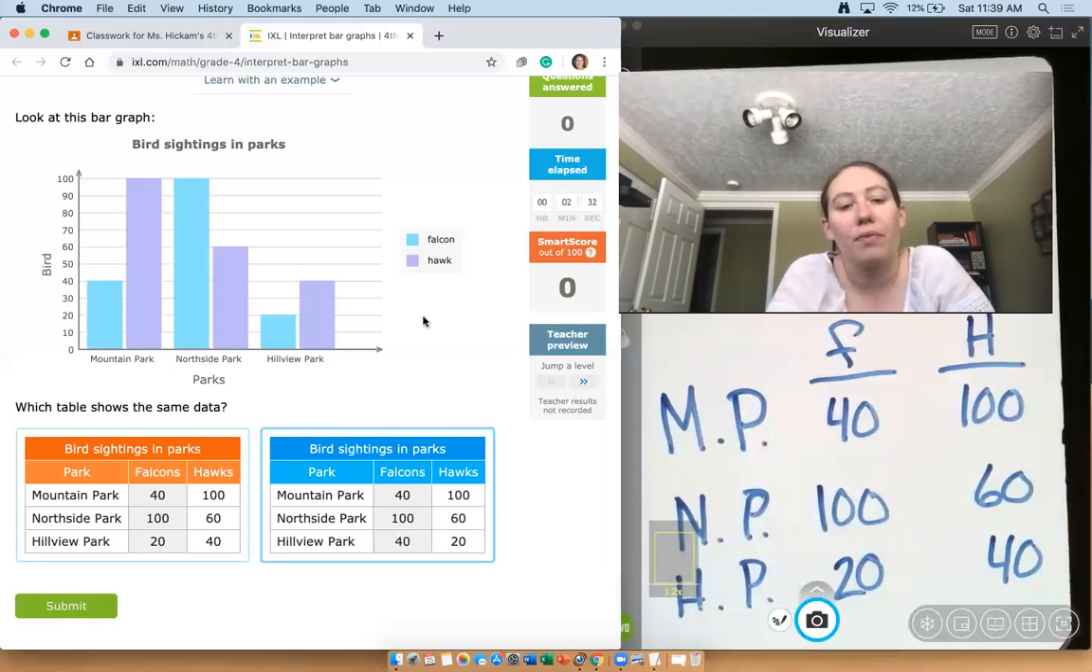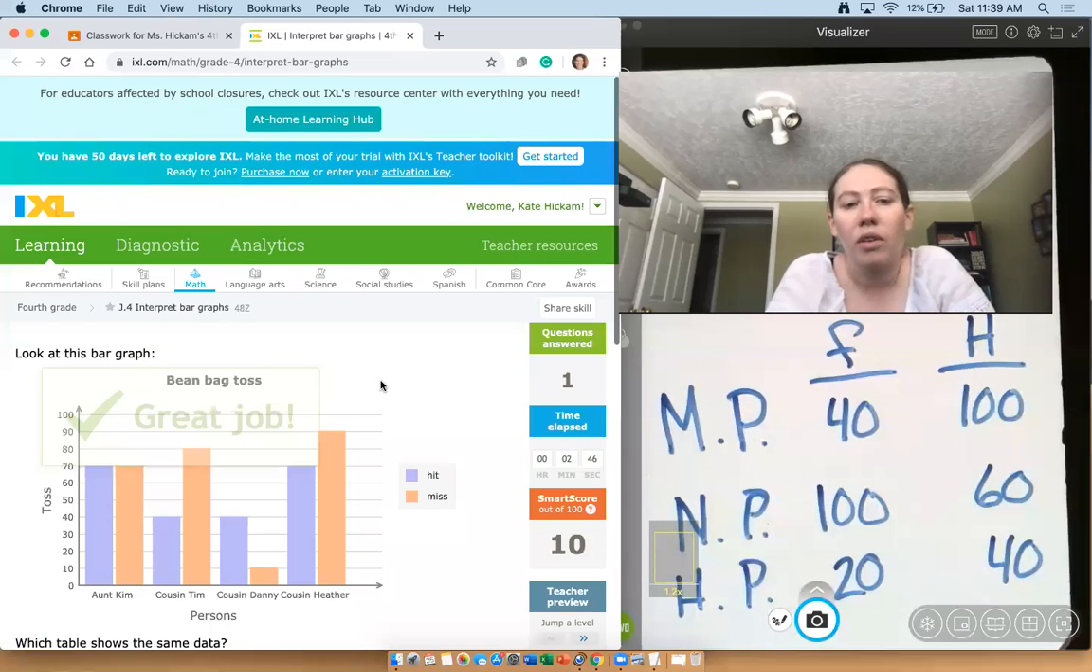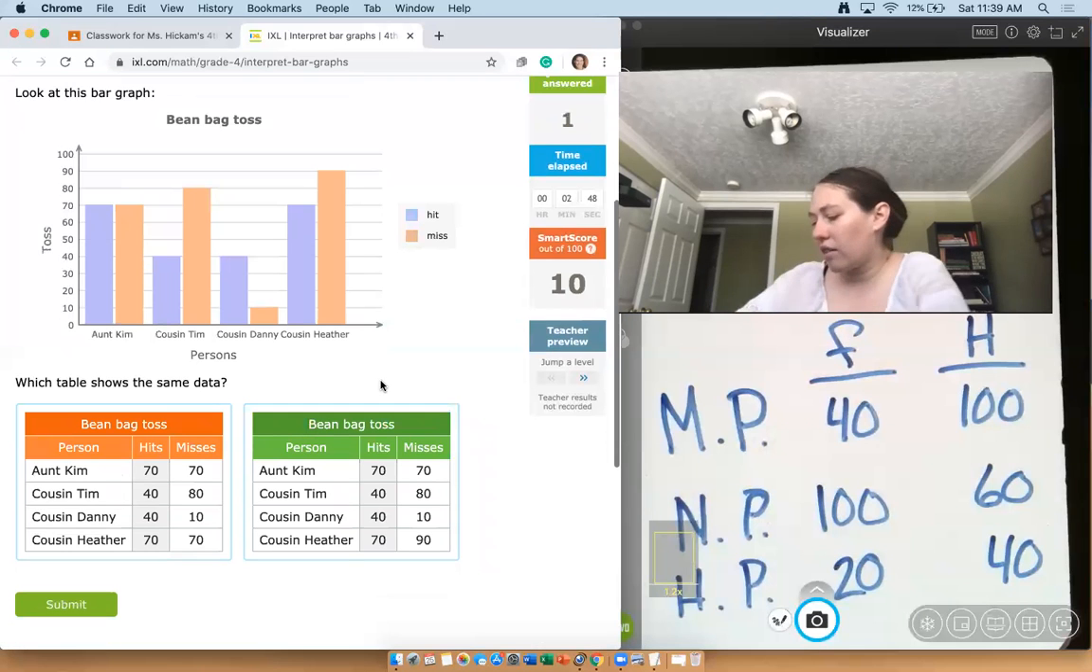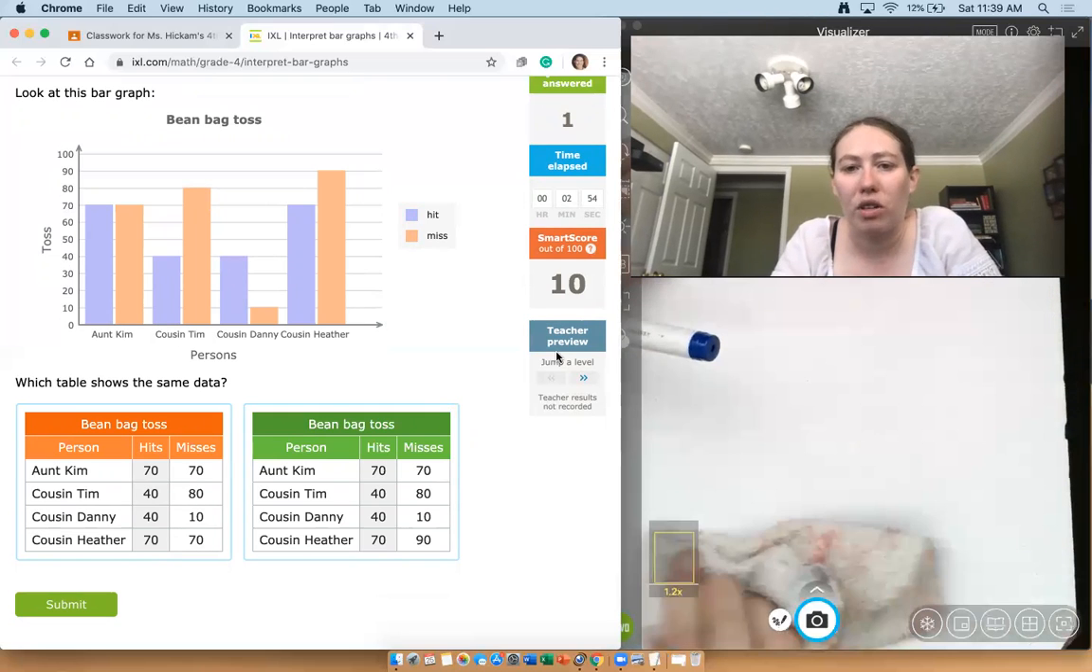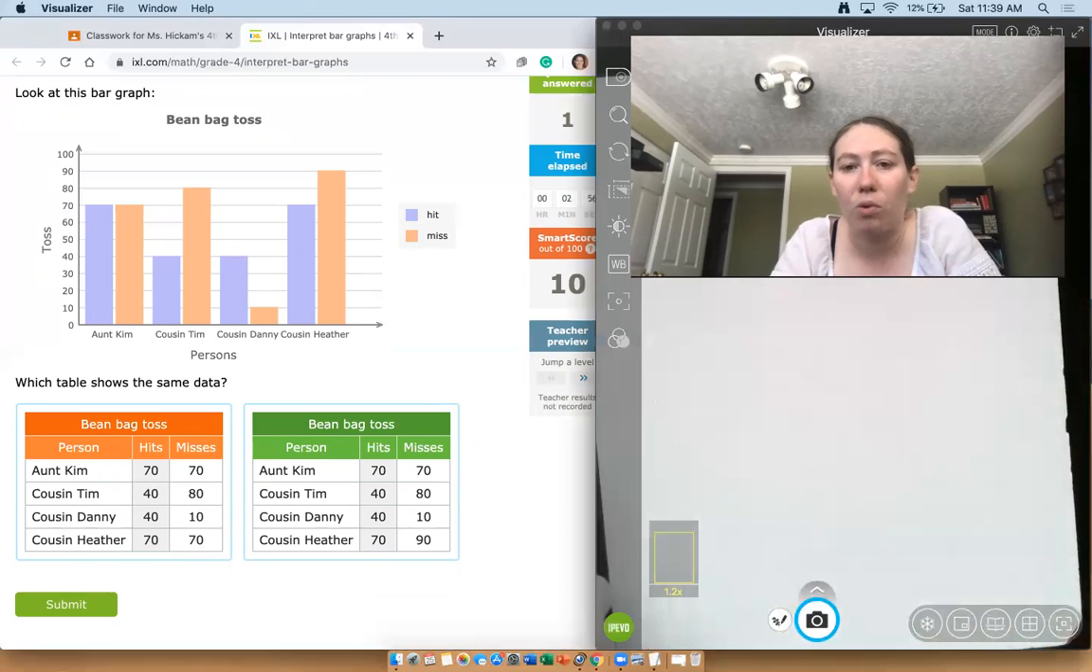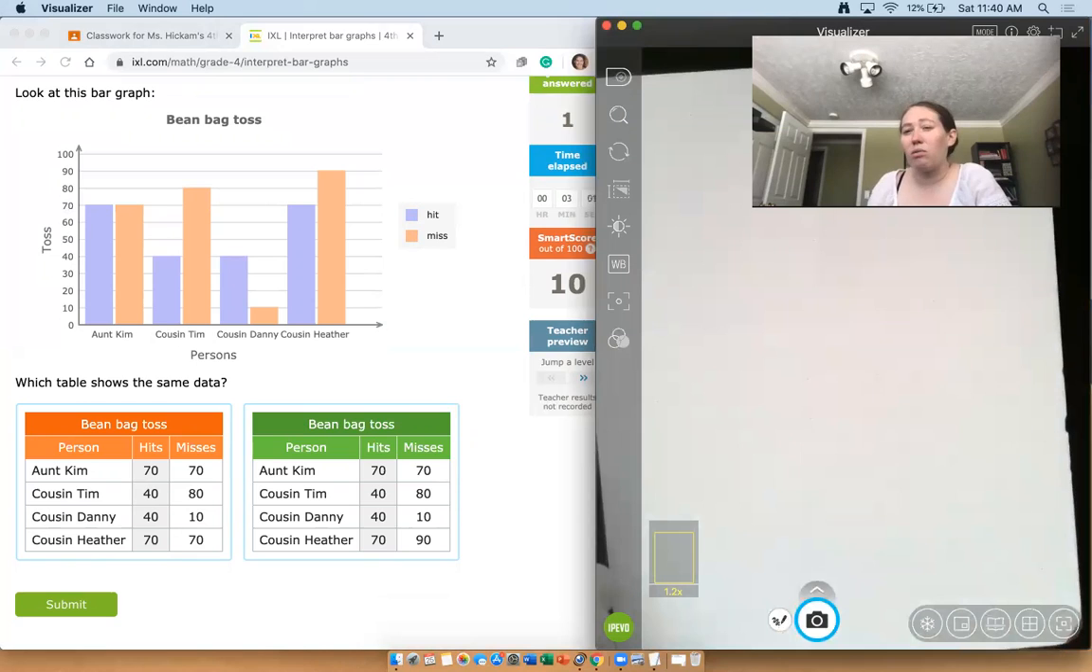So we've got to check. Falcons are the light blue, and that's 20. So which one says 20 in the falcons? Okay, the orange one. So I click on it and I hit submit. So going through and making my own table on my whiteboard really helped. So I'm going to make my picture a little bit smaller so I can make more tables, because that helped me make sure I knew where the data was coming from.